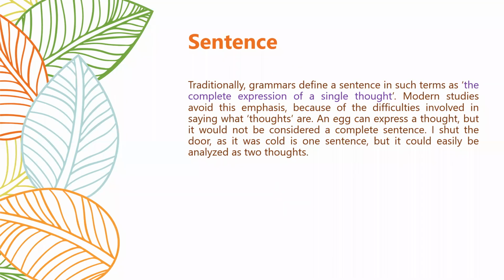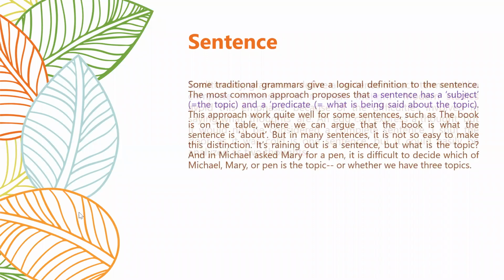In modern studies, it says that no, a sentence can have more thoughts. If it follows the rules of syntactical structure, then even if a single sentence has two or more thoughts, we still call it a sentence. And we have seen that in a sentence we have two different parts: one is a subject and the other is a predicate.